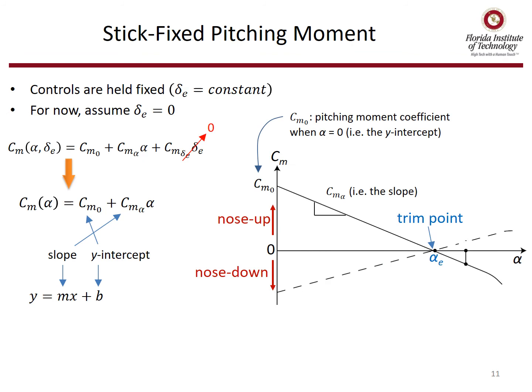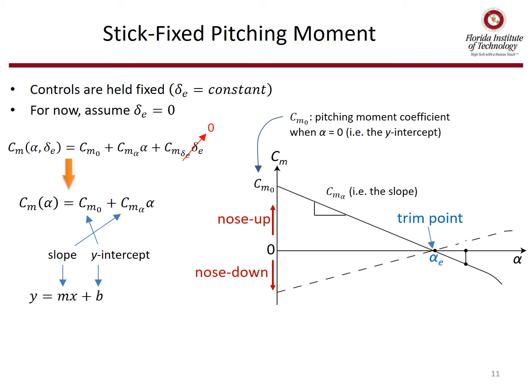When we look at the pitching moment, there are 2 cases: stick free and stick fixed. We're going to start with the stick fixed case. So the control positions are held in a fixed position. They're constant. The elevator deflection is constant in this case. For lack of a better value, let's just assume it's 0. 0 is a constant number. It won't change the analysis, but right now it'll make understanding the concept a little simpler if we make the elevator 0. It drops that 3rd term.